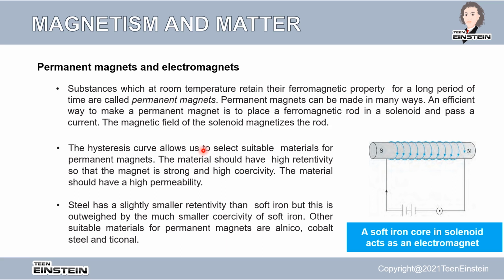So the hysteresis curves allow us to select suitable materials for permanent magnets. The material should have high retentivity. Why should it have high retentivity? Because even when you remove the applied magnetic field, the magnetization of the material has to be strong. So that's why it has to have high retentivity and high coercivity. The material should have high permeability also. Steel has a slightly smaller retentivity than soft iron, but this is outweighed by the much smaller coercivity of the soft iron. Other suitable materials for permanent magnets are alnico, cobalt and ticonal. These are the alloys which can be made to act as permanent magnets.